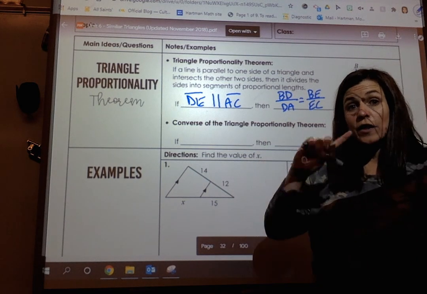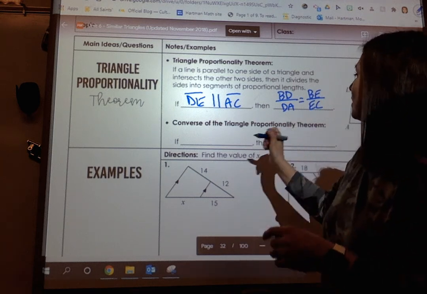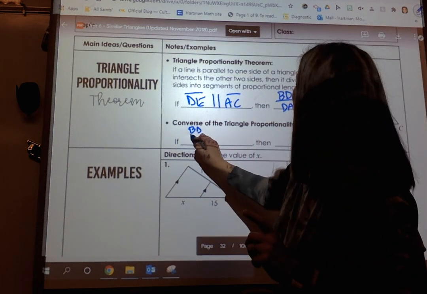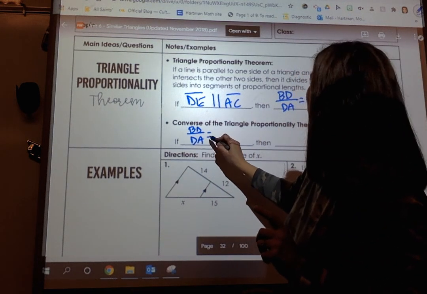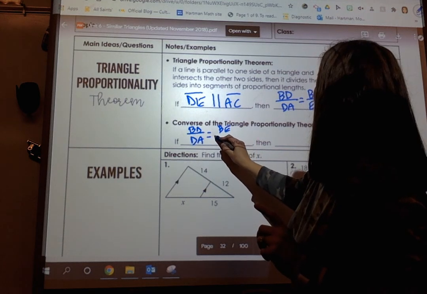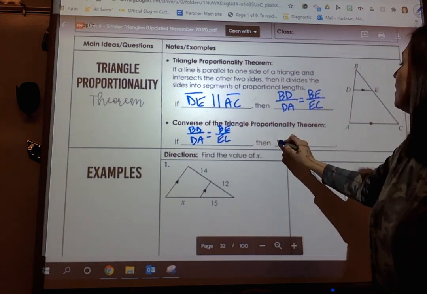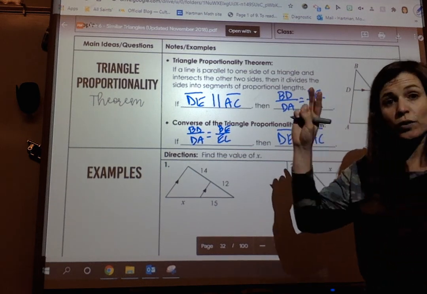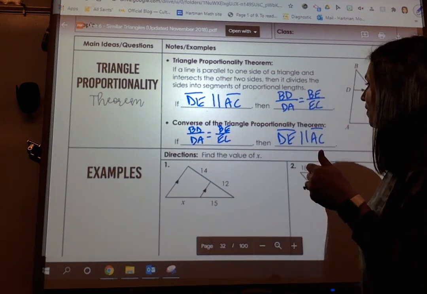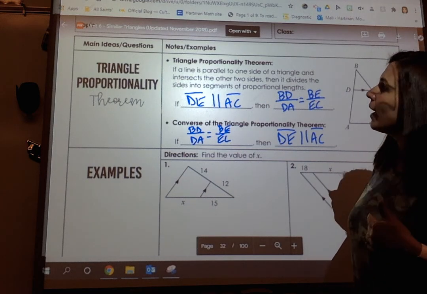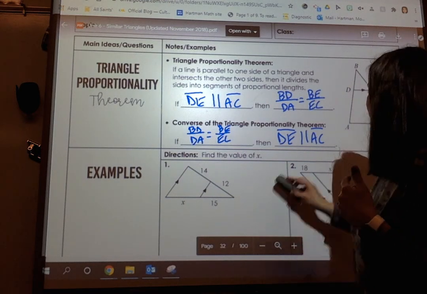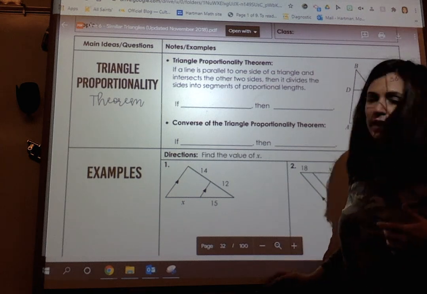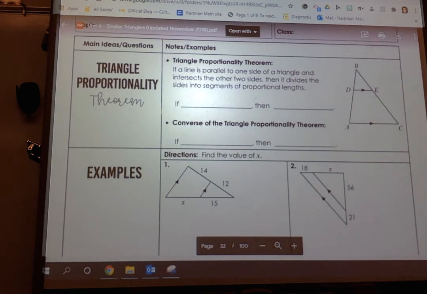I can also take the converse of that and say that if BD over DA is proportional to BE over EC, then DE is parallel to AC. So of course I can reverse that with the theorem. Let's take a look at how to solve these algebraically. I'm just going to do the odd numbers for you.